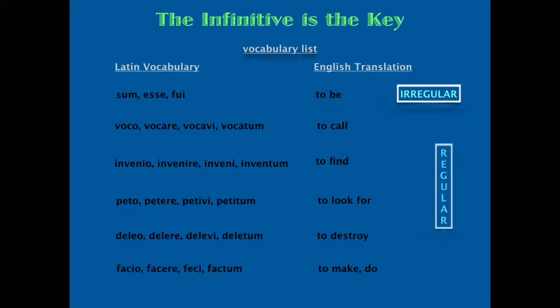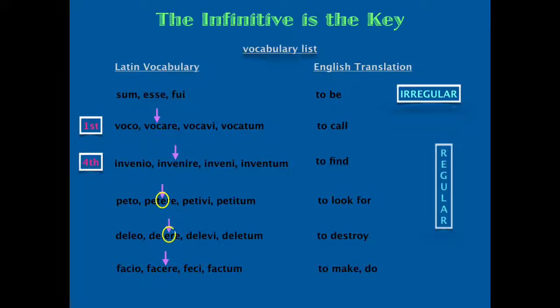The infinitive is also the key for helping us to determine the conjugation or group that a regular verb belongs to. Remember that the infinitive is the second principal part. If the infinitive ending is ARE, you have found a first conjugation verb. If the infinitive ending is IRE, you have found a fourth conjugation verb. All of the other verbs end with ERE.